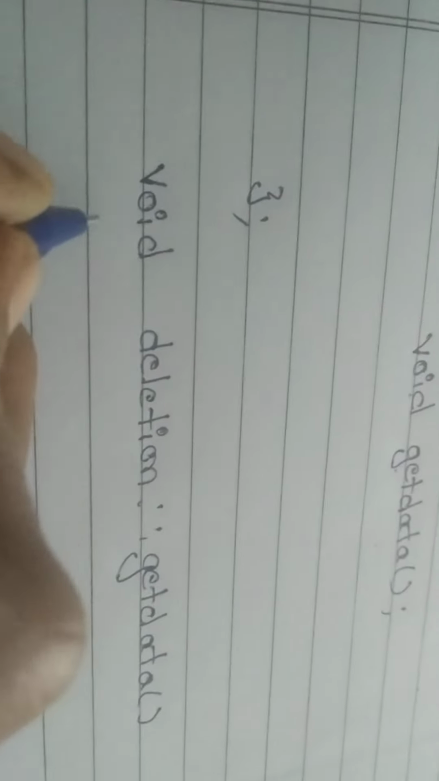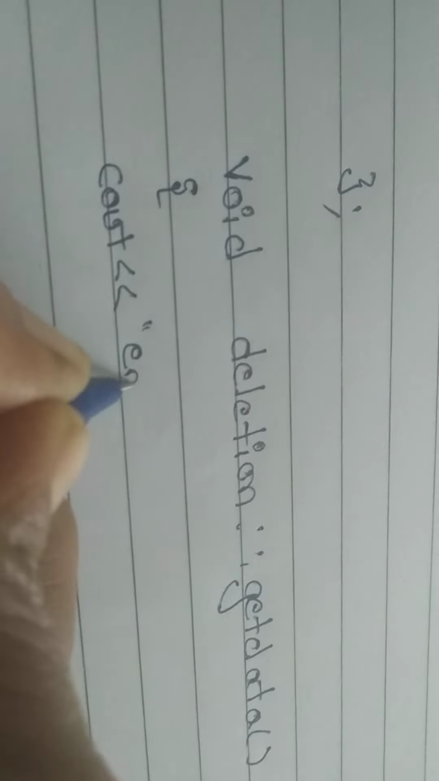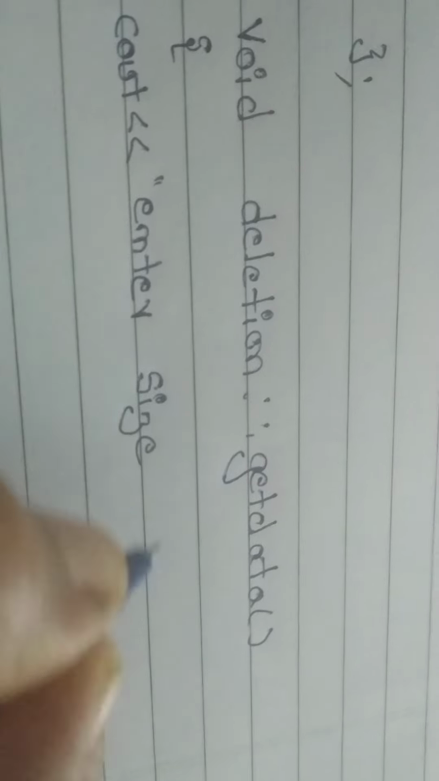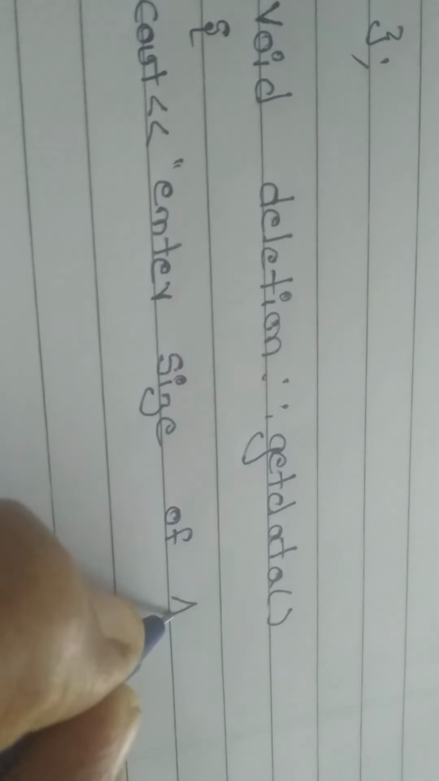What will we write here? You know what we are going to write. First, before we delete, we should know what is the size of the array, no? So cout, enter the size of array. Students, we should know the size of the array, so we should write enter size of array.